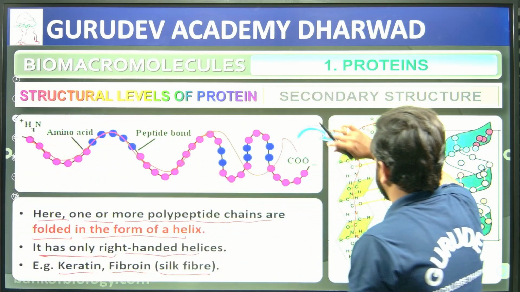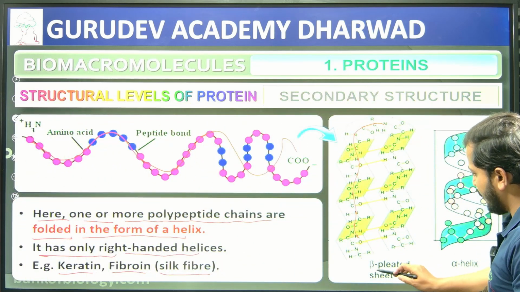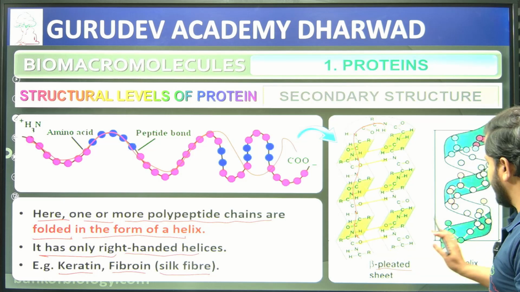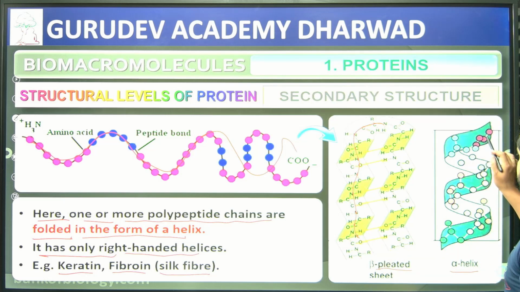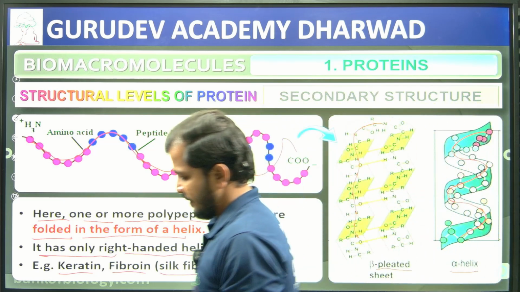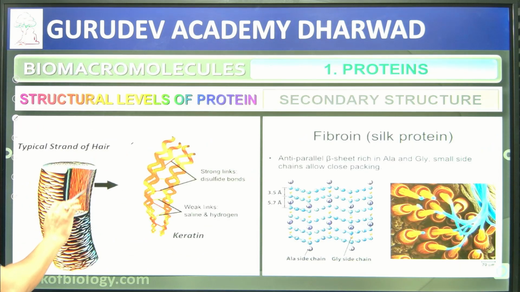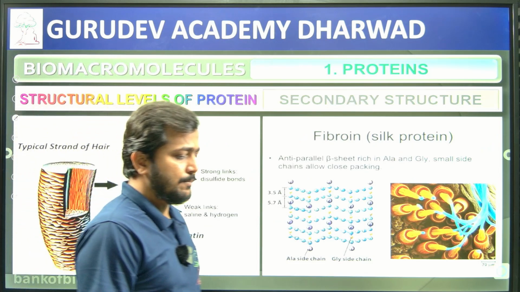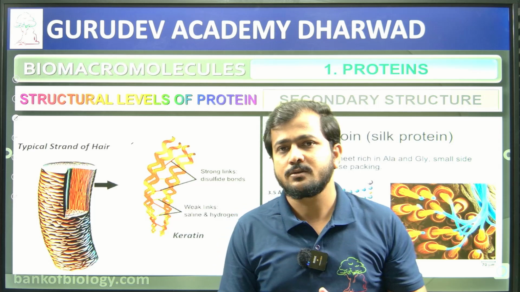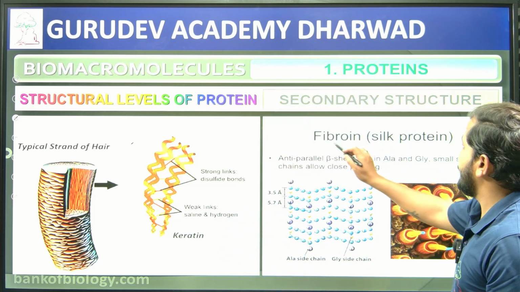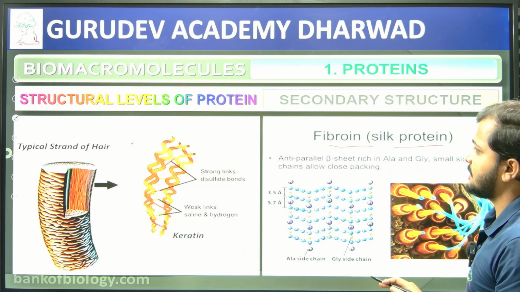With respect to the secondary structure, there is the beta pleated sheet and also the alpha helix. Structurally you find them like this, which is known as the secondary structure of protein. This secondary structure of protein is mainly made up of hydrogen bonds. Fibroin, the silk protein, is an example.